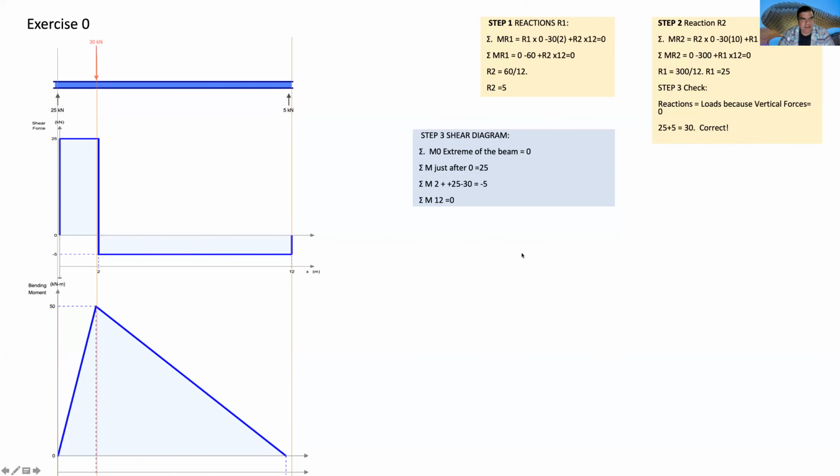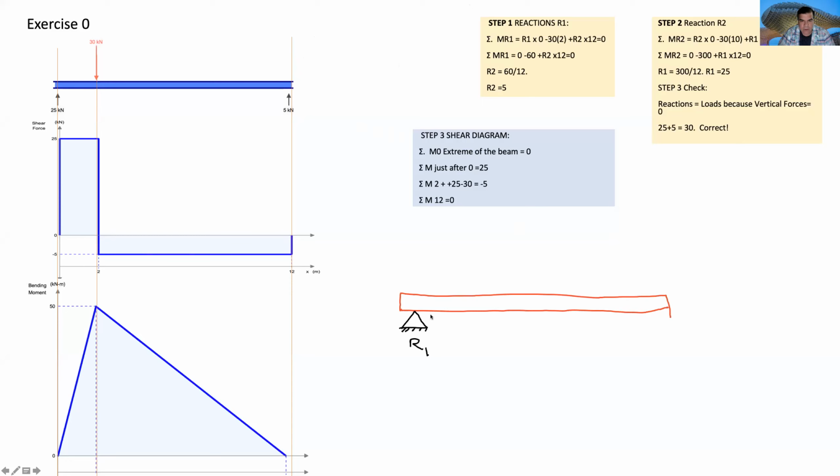Today, we will be studying shear diagrams. As you know, a simple beam is a beam that is supported at the extremes. If I have this beam here in red color, usually at the extremes, I do have a reaction. For example, this is reaction 1.